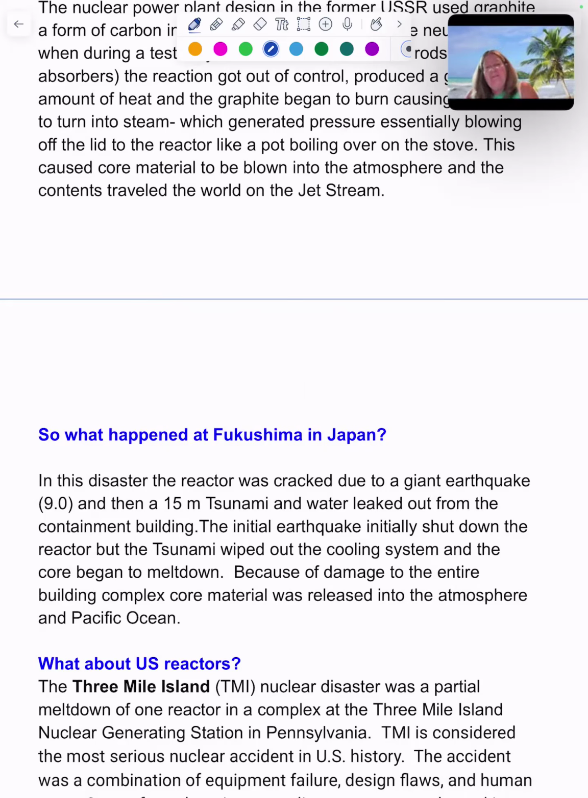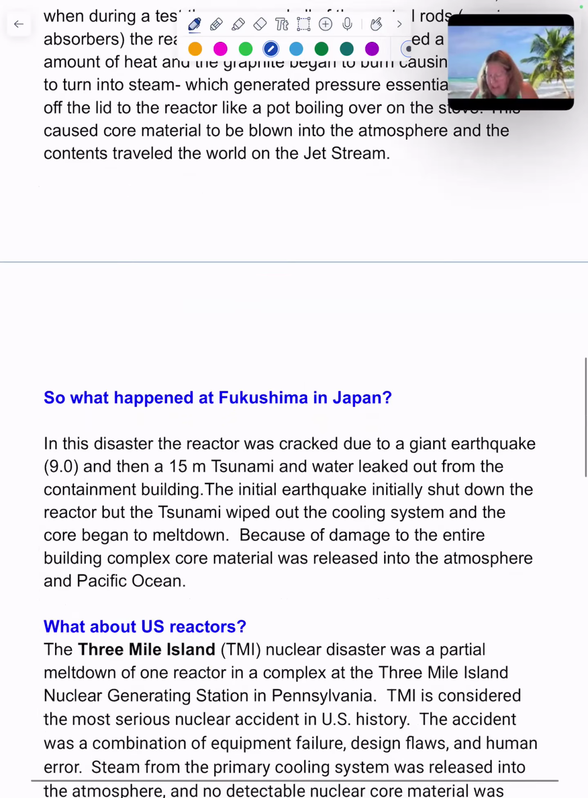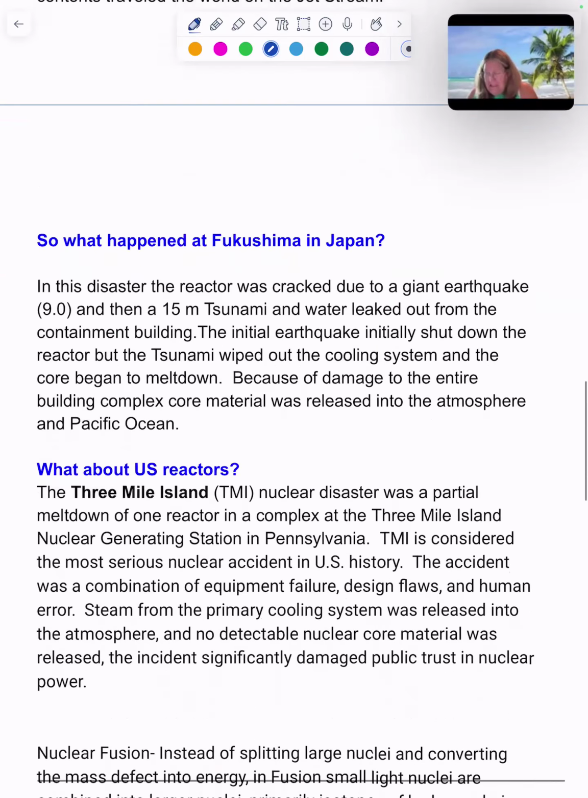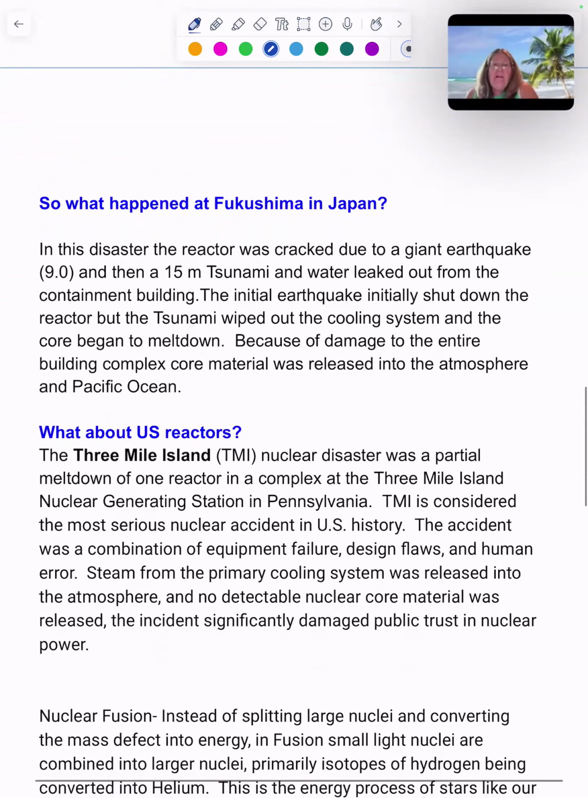So what about the US? Have we had a big disaster? Well, we did have one problem. Back in the 1970s, something called Three Mile Island, TMI. It was a partial meltdown of one reactor at a complex at Three Mile Island Nuclear Generating Station in Pennsylvania. It's considered the most serious accident in US history.